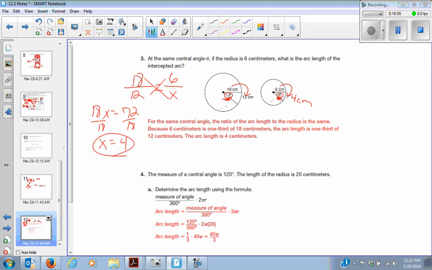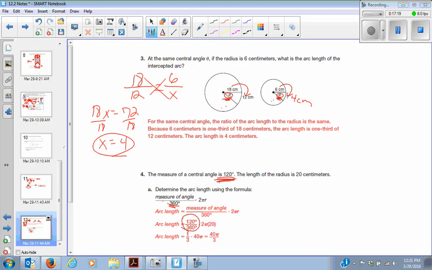All right, last problem, then you're free to go. The measure of the central angle is 120 degrees. The length of the radius is 20 centimeters. Determine the arc length using the formula. So again, the measure of this angle is right here, 120. So in this formula, we're going to put 120. That's what they did right here. Took out the 120, and they left 360.